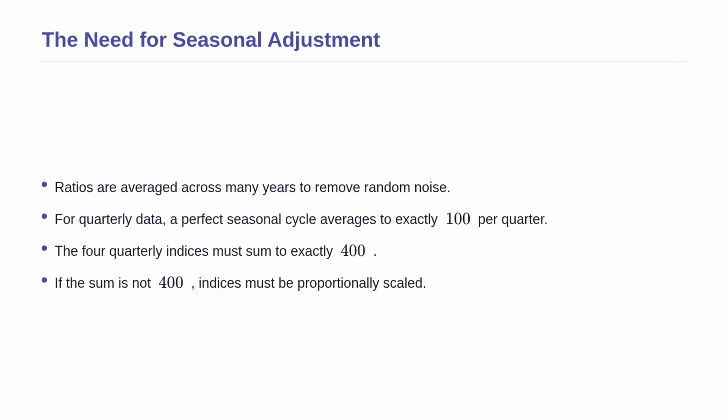Once we calculate the ratios for every single quarter across many years, we average them to remove random noise. However, this brings up a new challenge. For quarterly data, a perfect seasonal cycle should average out to exactly 100 per quarter. This means the 4 quarterly indices must sum to exactly 400. If our calculated averages sum to something else, like 410, our indices are slightly inflated. We cannot just leave them like this because they would accidentally alter the overall annual trend. We must adjust them so they sum perfectly to our theoretical baseline.